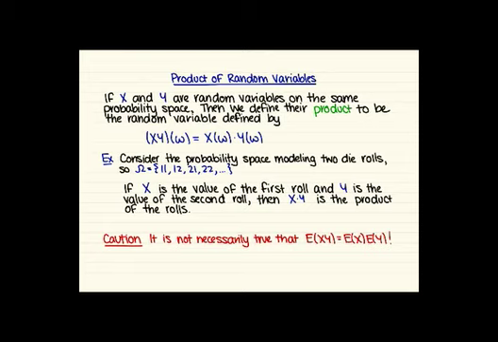The product of random variables works out a little bit differently. The definition is along the same lines. We just take the product of the outputs, the product of the values of the random variables, but it's not so simple with the expected value. It's not necessarily true that the expected value of xy is equal to the expected value of x times the expected value of y. This is a really common mistake. If you're not paying attention and being careful about this, make sure you do not make this mistake.